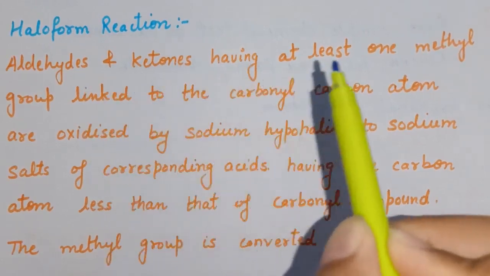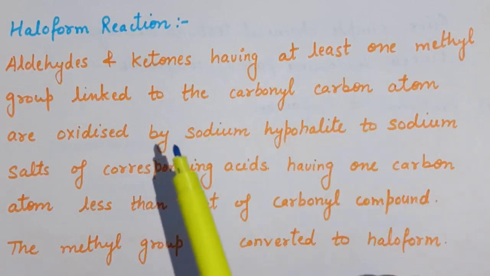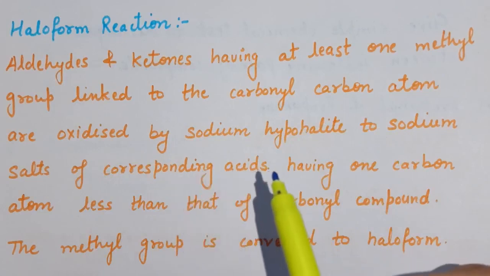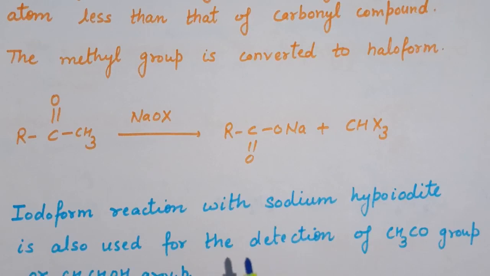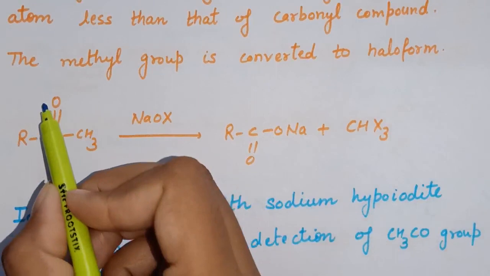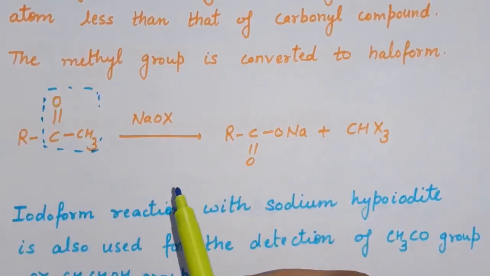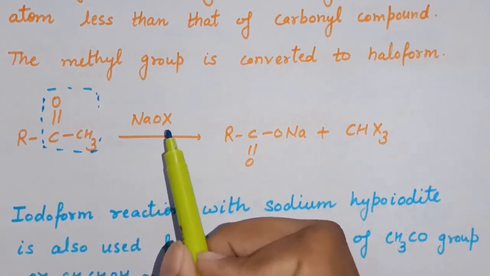Aldehydes and ketones having at least one methyl group linked to the carbonyl carbon atom are oxidized by sodium hypohalite to the sodium salt of the corresponding acid having one carbon atom less than that of the carbonyl compound, and the methyl group is converted to haloform. So the haloform reaction is given by those carbonyl compounds which have a terminal COCH3 group, in the presence of sodium hypohalite. This is the formula for sodium hypohalite, NaOX.